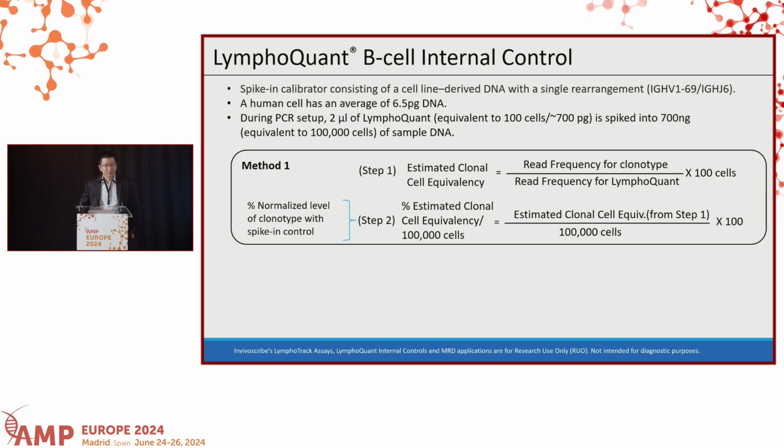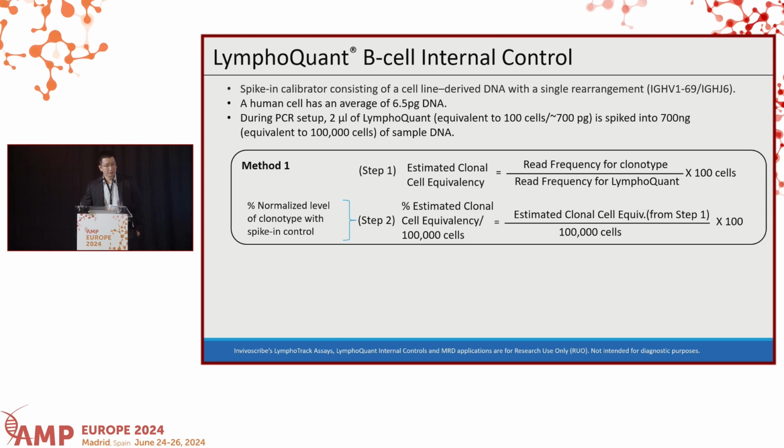The LymphoQuant B-cell internal control is a spiking calibrator consisting of a cell line-derived DNA with a single rearrangement of IGHV1-69J6 gene. Since a human cell has an average of 6.5 picograms of DNA, during PCR setup, 2 microliters of LymphoQuant, which is equivalent to 100 cells, is spiked into 700 nanograms of sample DNA, which is equivalent to 100,000 cells.